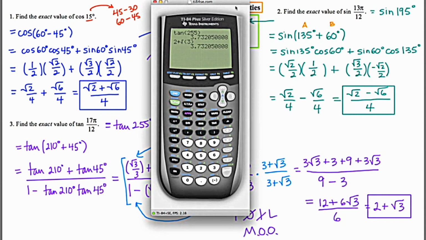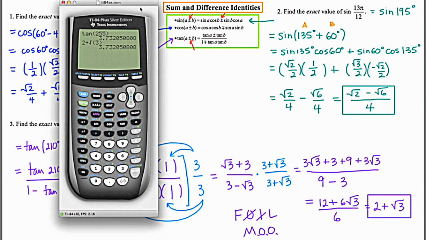So let me move this calculator out of the way so we can just do a quick summary. This lesson was on the sum and difference identities for trig, and they're pretty easy. The only complicated thing is this whole, which operation do you use? Just remember, if you're using the top operation in the beginning, stick with that all the way through.